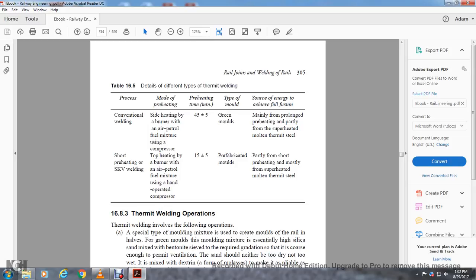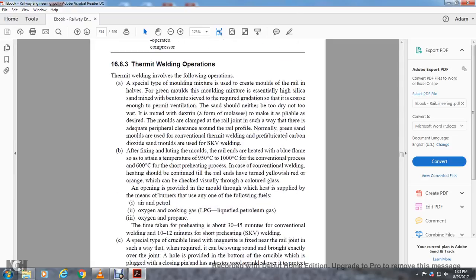The preheating time is 45 plus or minus 8 minutes, with green sand molds. The source of energy is the fuel, mainly for the prolonged preheating, and partially the superheated molten thermite steel. In short preheating or SKV method, the preheating is by a burner with an air-petrol fuel mixture using a hand-operated compressor. The preheating time is 15 plus or minus 5 minutes, with prefabricated molds, and the energy comes partially from the short preheating and mostly from the superheated molten thermite steel.